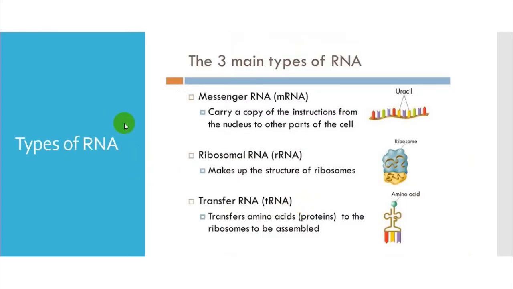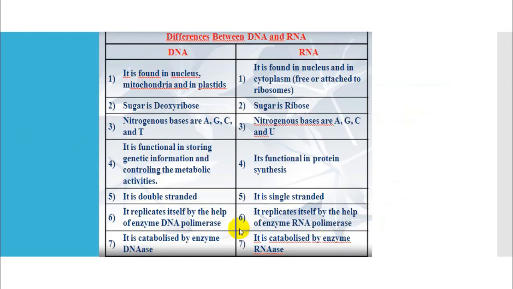So we can say about types of RNA, again, there are three types: messenger RNA, ribosomal RNA and transfer RNA. The messenger RNA or mRNA function is to carry a copy of the instruction from the nucleus to other parts of the cell. Ribosomal RNA or rRNA makes up the structure of ribosomes, and transfer RNA or tRNA transfers amino acids, the monomers of protein, to the ribosomes to be assembled.